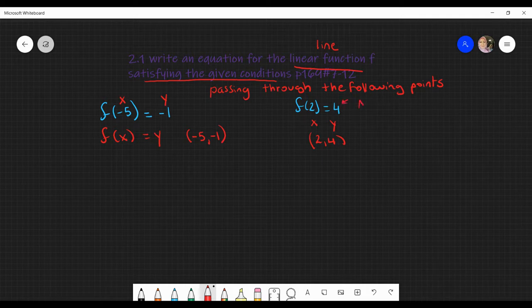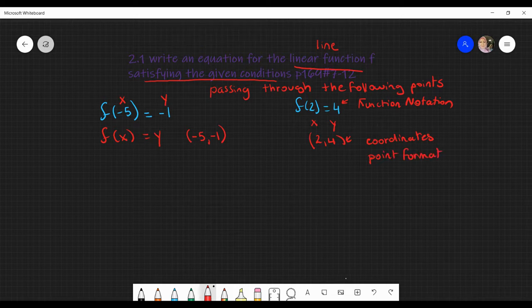And we call this function notation, versus this one being the point, or coordinates x and y. So point format.